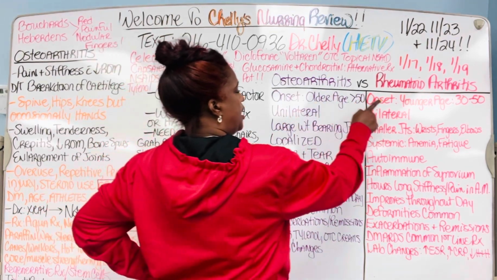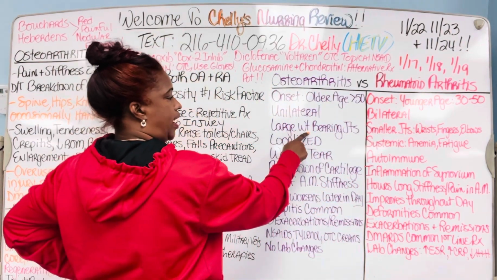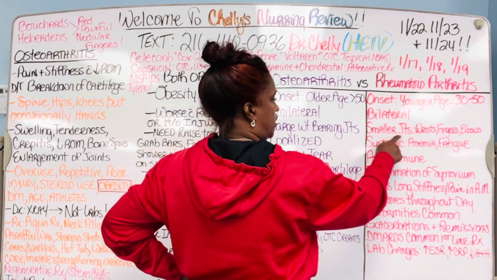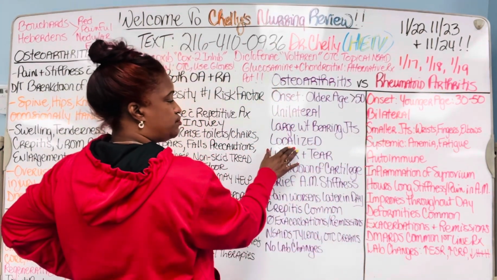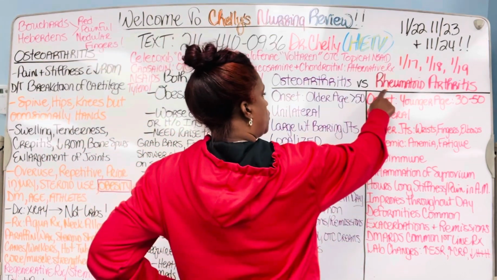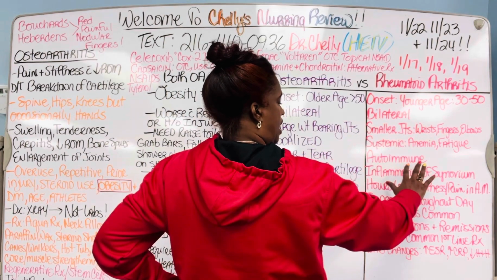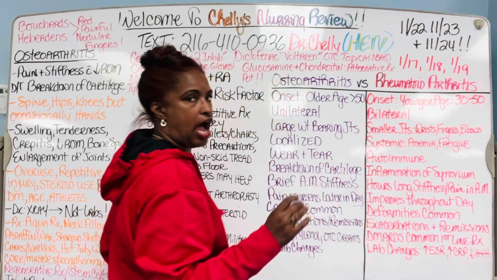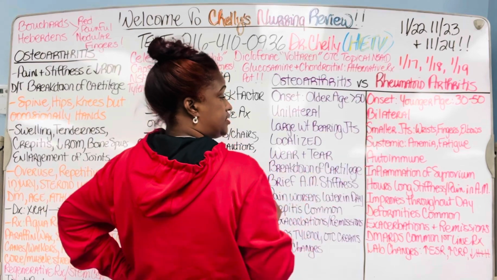Unilateral, bilateral. Osteoarthritis has large weight-bearing joints. Rheumatoid arthritis has smaller joints, your wrists, your fingers, your elbows. Osteoarthritis is more localized to the joint itself and nothing else. Rheumatoid arthritis is systemic. Other parts of the body are affected. This patient could be anemic. They could be extremely tired, exhausted, stressed. They could have a low-grade temperature.